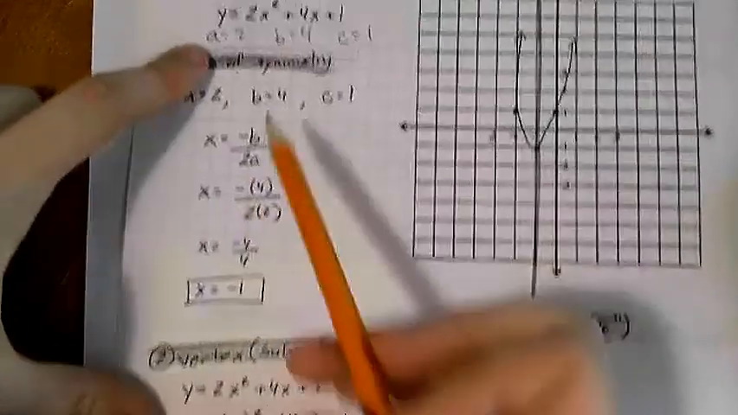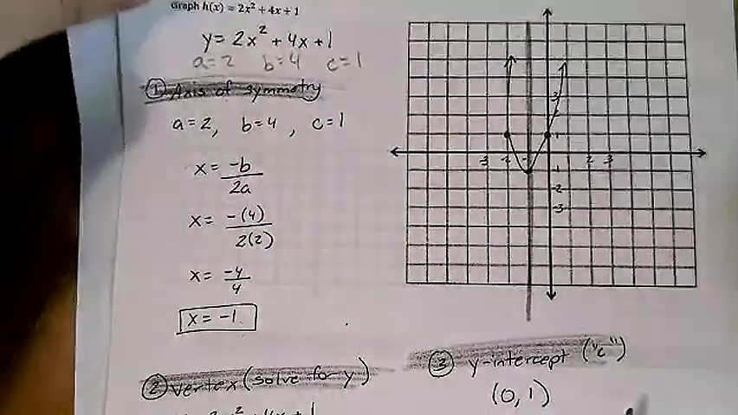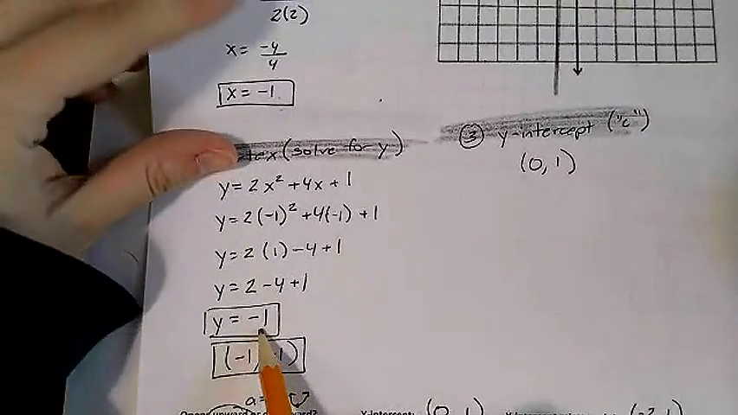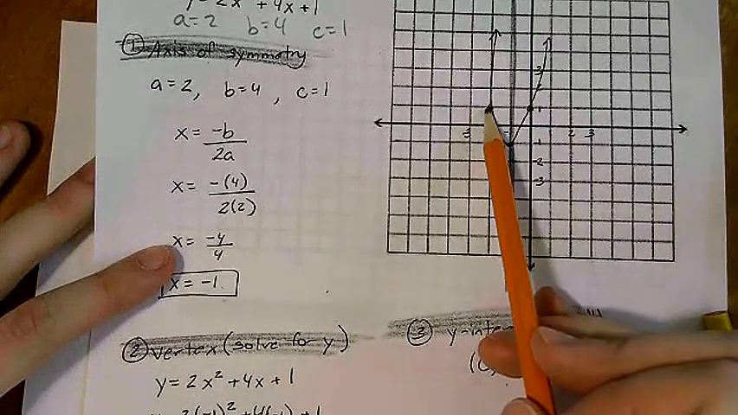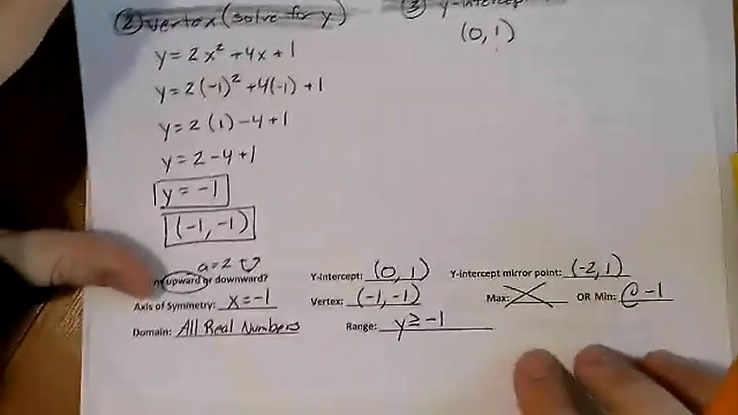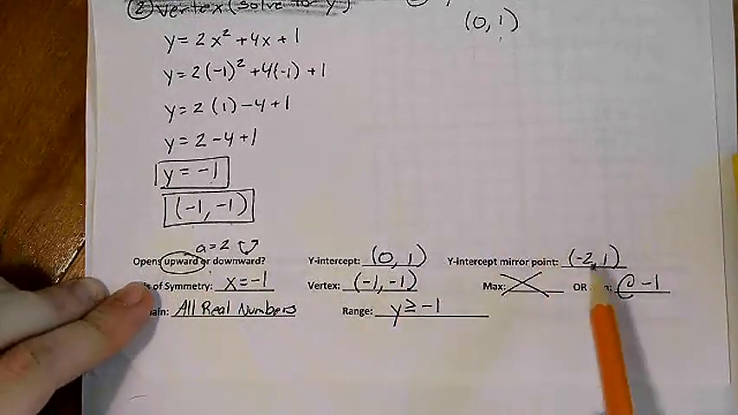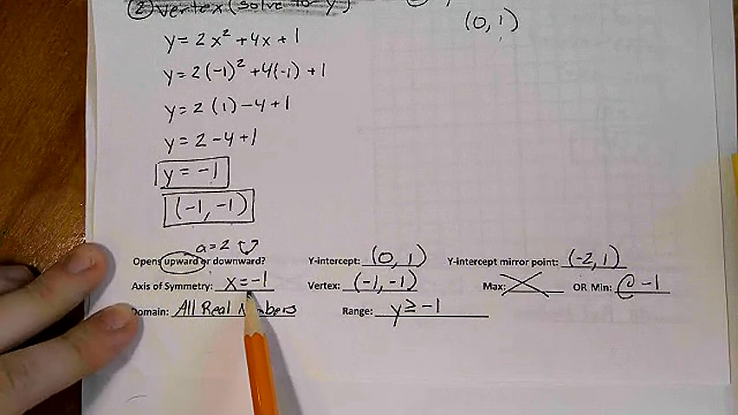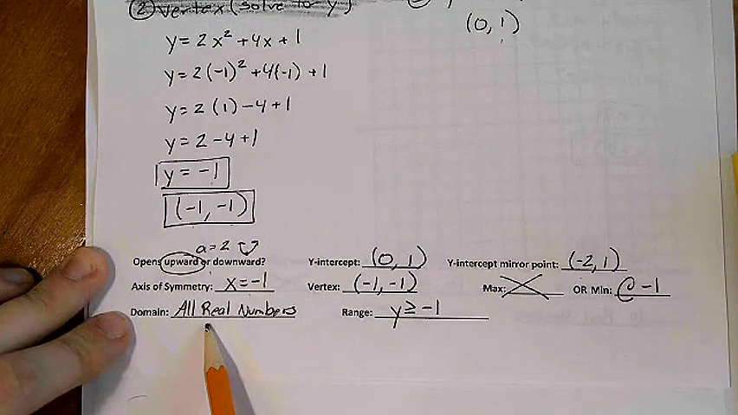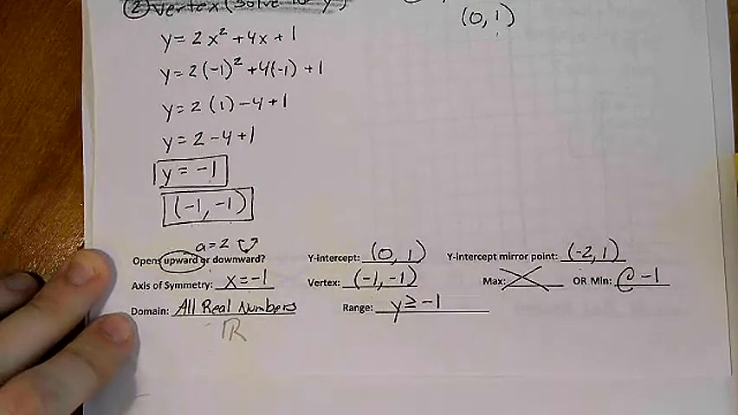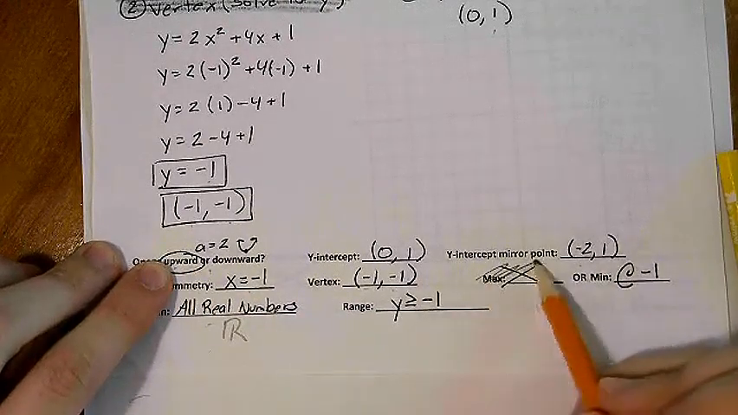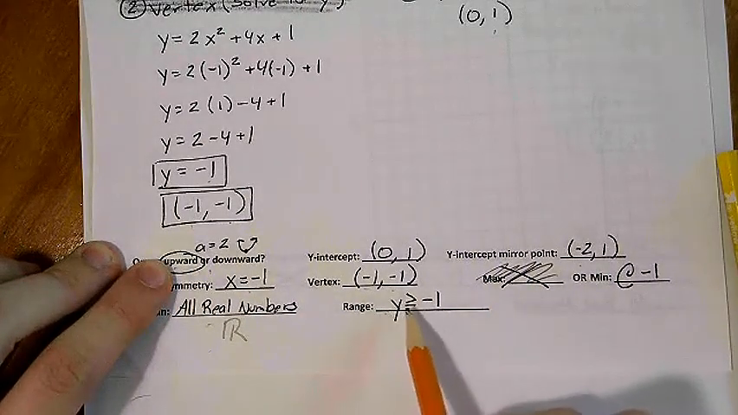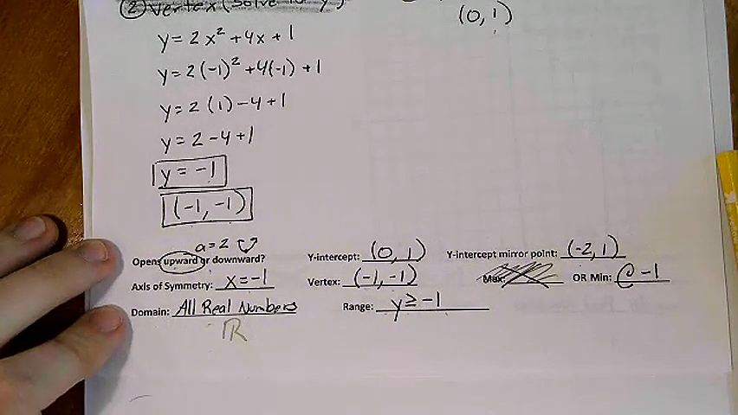Then I plug in -1 everywhere I see an x up here, and that gets me a y value of -1. So my vertex is at -1, -1. I know my y-intercept, then I can mirror it. So the mirrored point is at -2, 1. So that means we've got an upward 0, 1, -2, 1. Our axis of symmetry was at -1. Remember, domain for every quadratic's all real numbers. Again, you can use my funky R if you like that. The vertex was at -1, -1. Because it opens upward, that means it's a minimum, so just ignore your maximum. And y must be greater than or equal to -1.